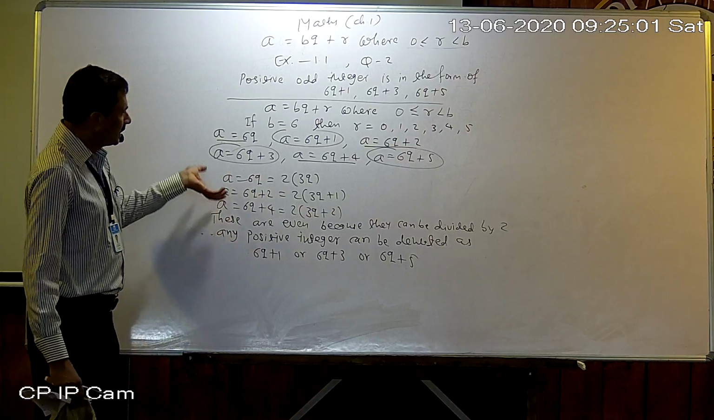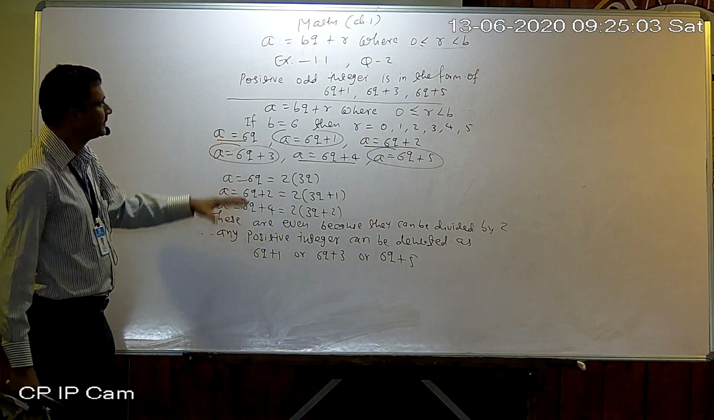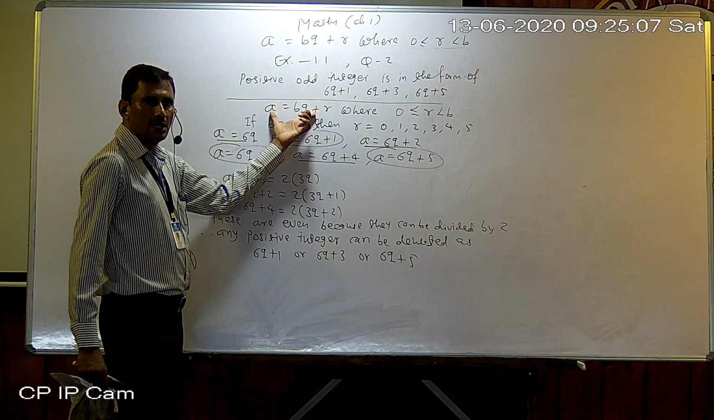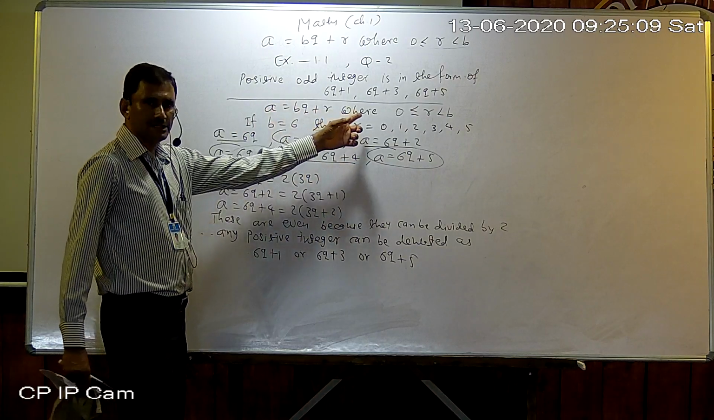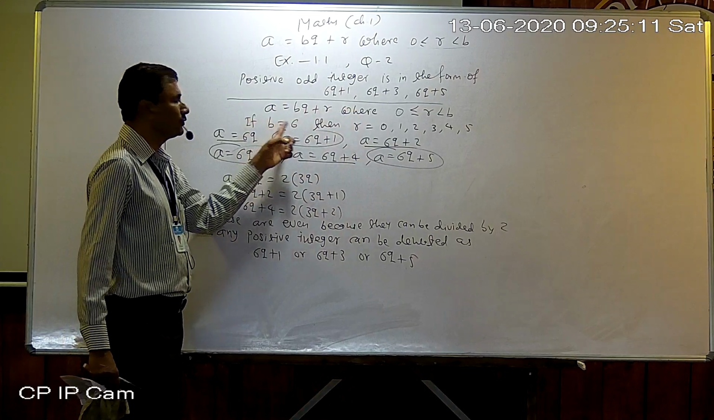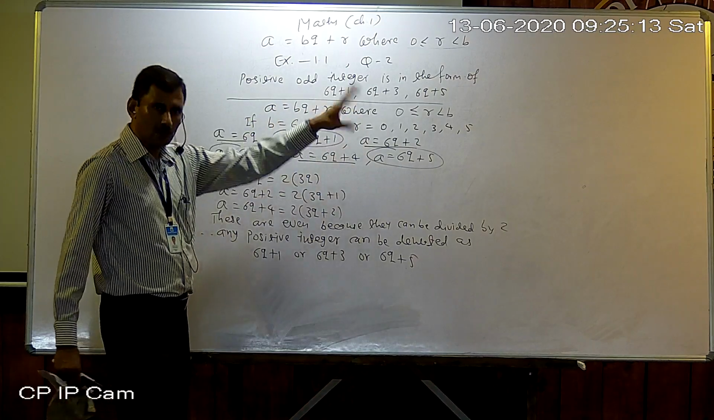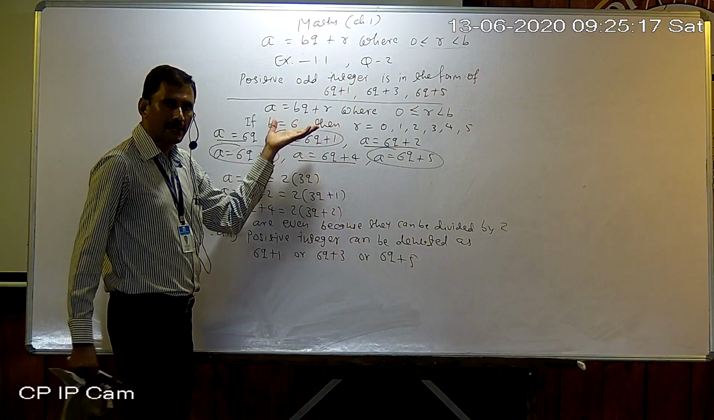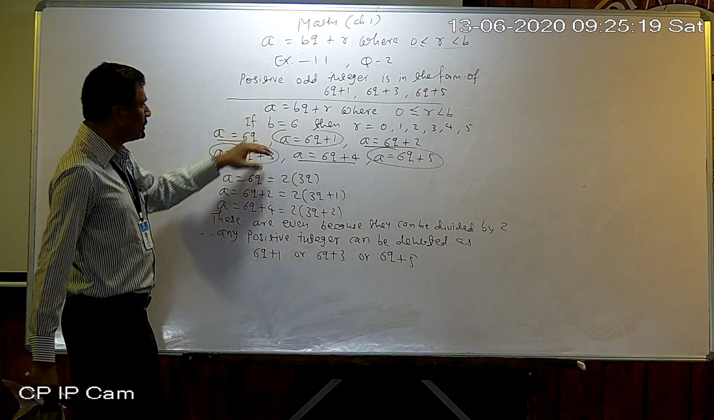Again, first of all, write these. Euclid's algorithm statement, then start according to b. According to b, write down r also. How many possibilities of r are there? You can write here. Then write down all possible expressions.